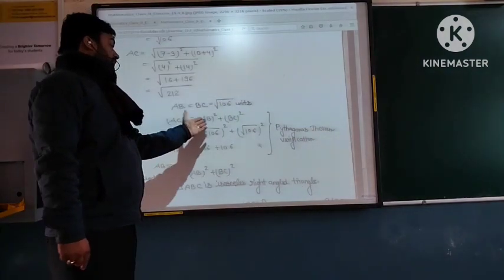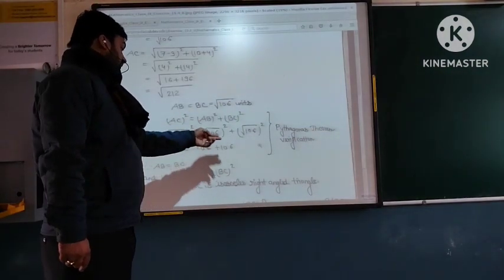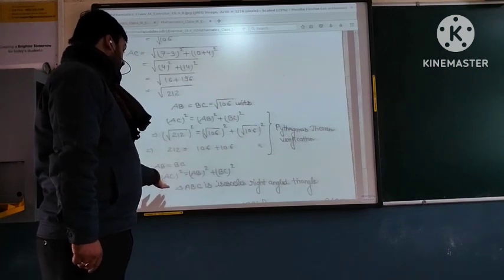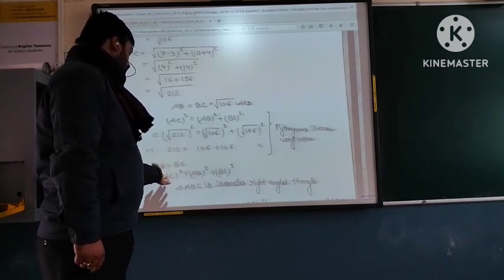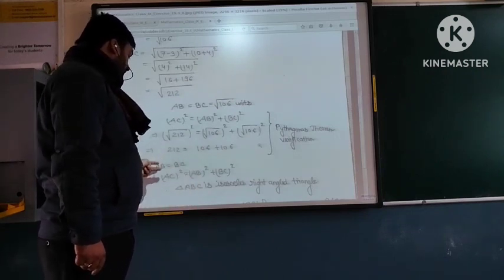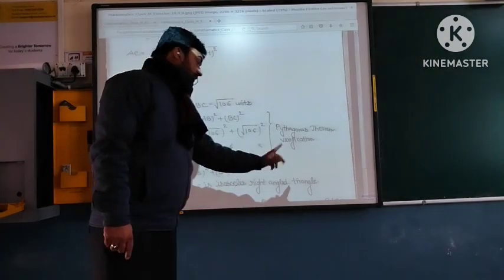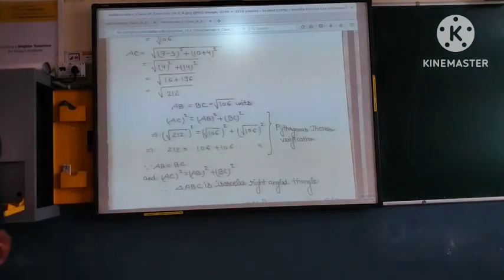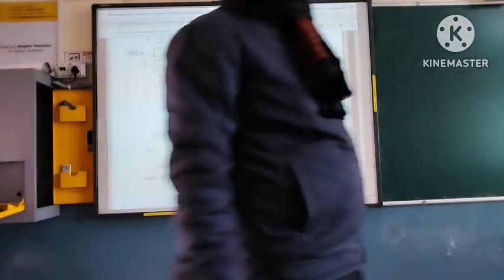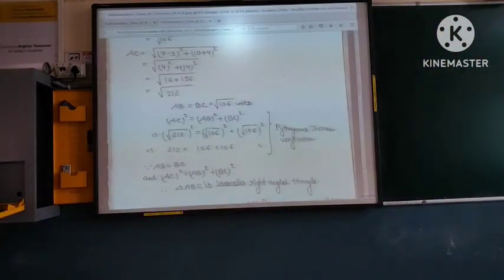But for an isosceles right angle triangle, the Pythagoras theorem has to be proved. That means you find the length of the hypotenuse also, that is AC. If you find the length of the hypotenuse and the lengths of the other two sides, and prove the Pythagoras theorem for it, then you can prove that this is a right angle triangle. That means AC square equals what? AB square plus BC square. If that is proved, you can clearly say that this is an isosceles right angle triangle.